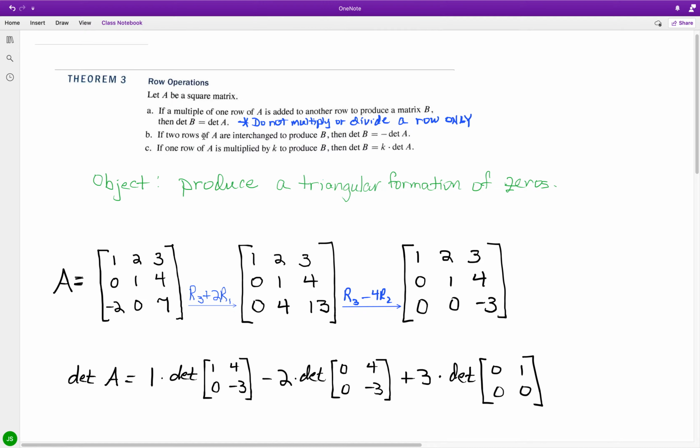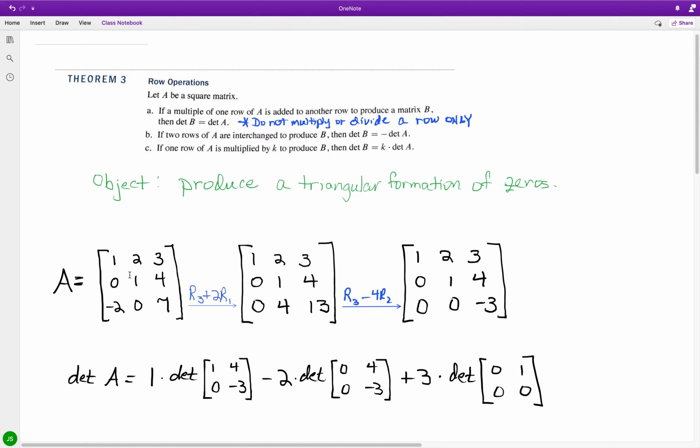What you're going to be looking at is that for this particular scenario, the objective is to produce a triangular formation of zeros. Now, from the previous lesson, say you're looking at the determinant of matrix A. Again, we have the first row consisting of 1, 2, 3, second row 0, 1, 4, third row negative 2, 0, 7. Now we looked at the determinant of that particular matrix before, without doing any row operations, but now we want to get to where we have a triangular array of zeros, getting to what we have in echelon form.